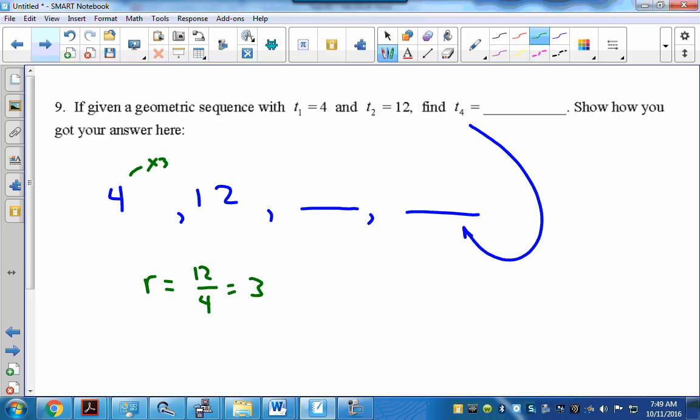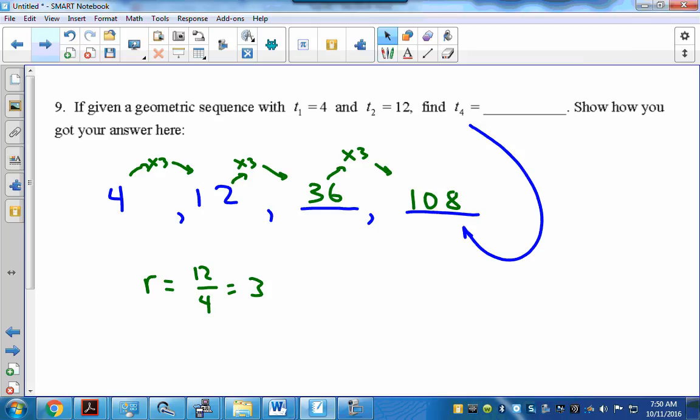Right? 4 times 3 is 12. 12 times 3 is going to be 36. And 36 times 3 is 108. Okay, 108. And that's it. So that's 8 and 9.